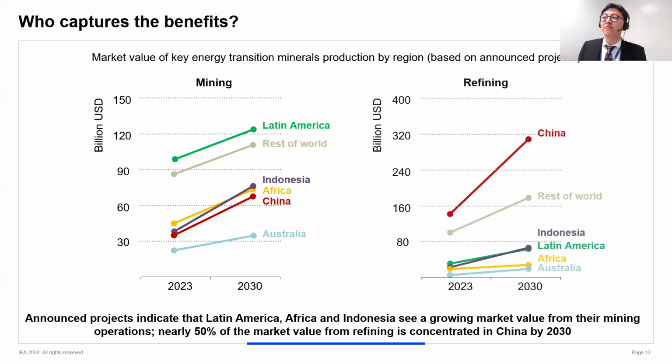But on refining, China accounts for around 40% of today's market value among the six materials, and it increases its share of refined market value to 50%. So it is mainly a China story in this decade for refining operations, with some increases from Indonesia for nickel.